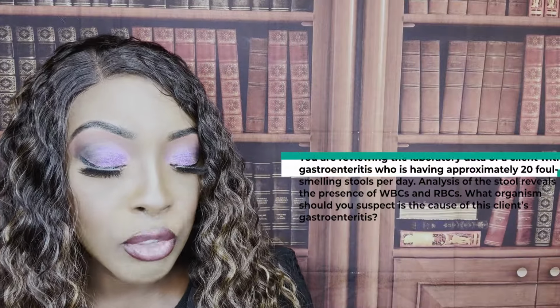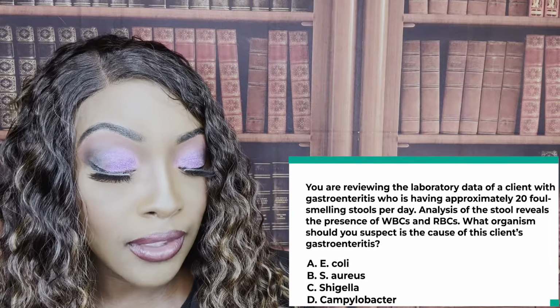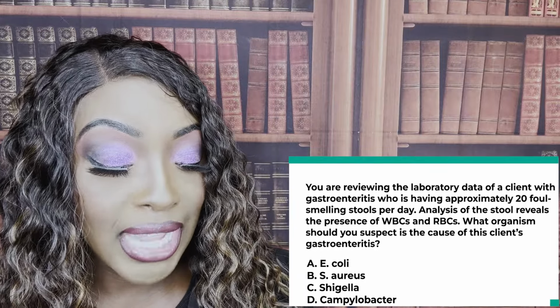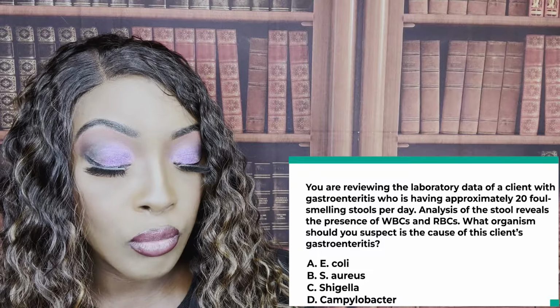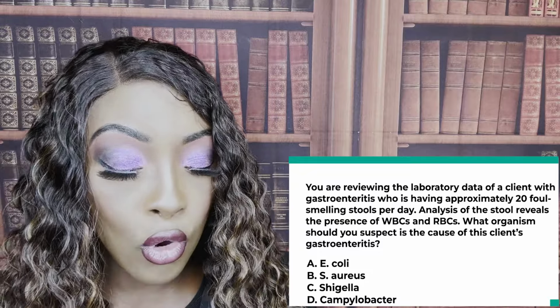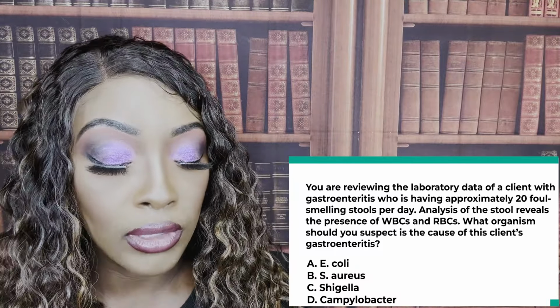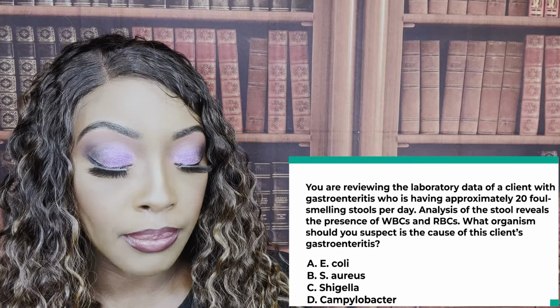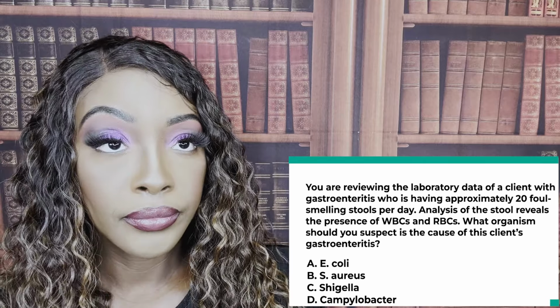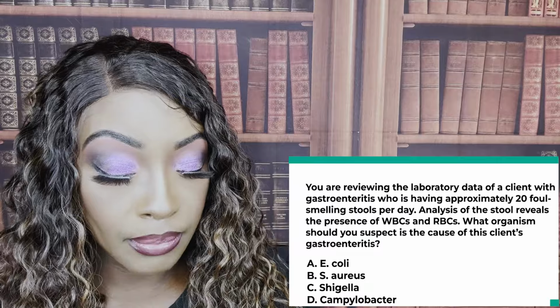You're reviewing the laboratory data of a client with gastroenteritis who's having approximately 20 foul-smelling stools per day. Analysis of the stool reveals the presence of WBCs and RBCs. What organism should you suspect the cause of the client's gastroenteritis? E. coli, S. aureus, Shigella, or Campylobacter? And the correct answer is D, Campylobacter.